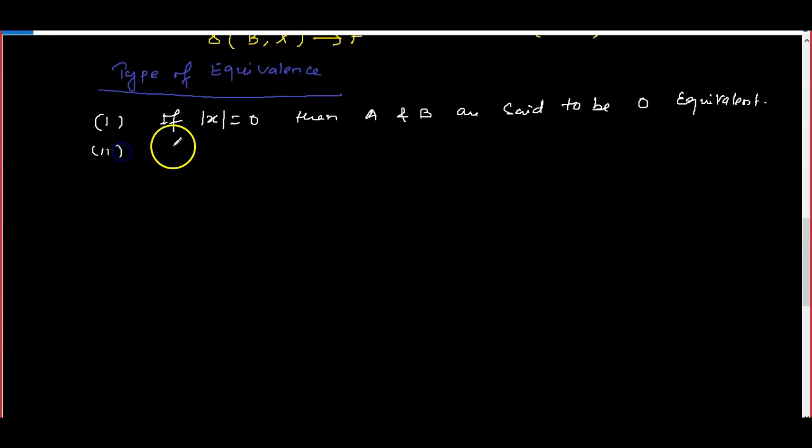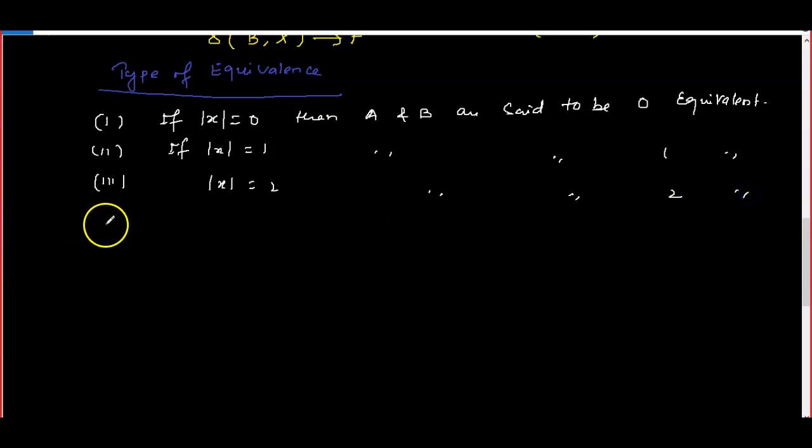Similarly, if the length is 1, then it's said to be 1 equivalent. If modulus of x is equal to 2, then it's said to be 2 equivalent, and so on. Modulus of x is equal to n, then it's said to be n equivalent. Any doubt in this? Okay, so let's see the example here.